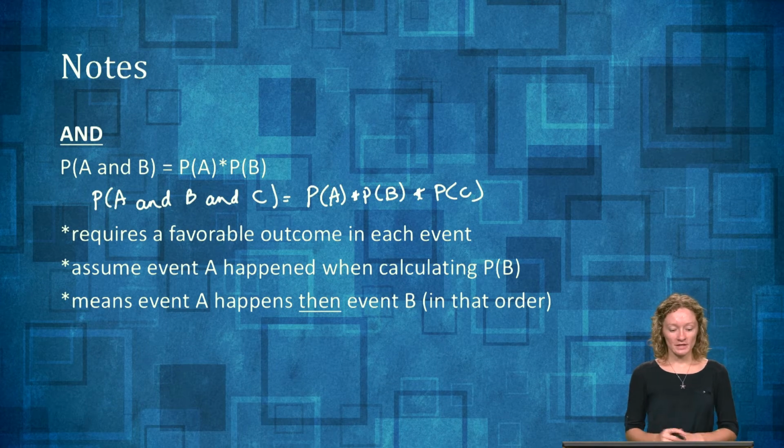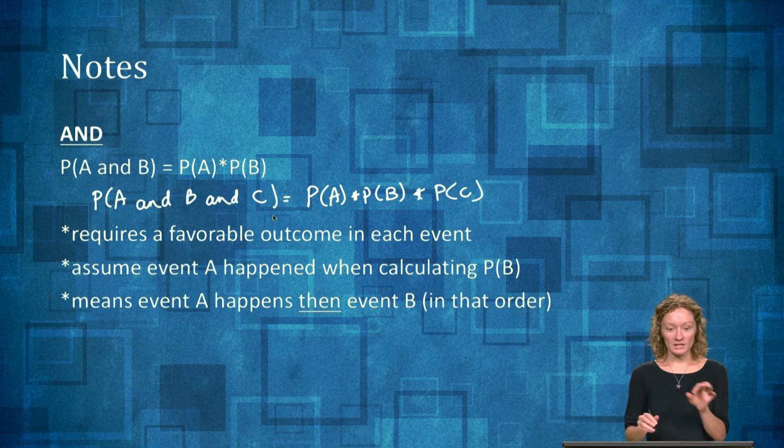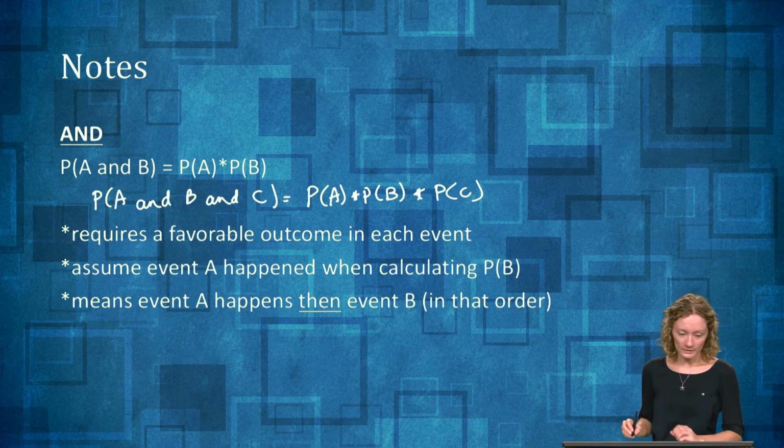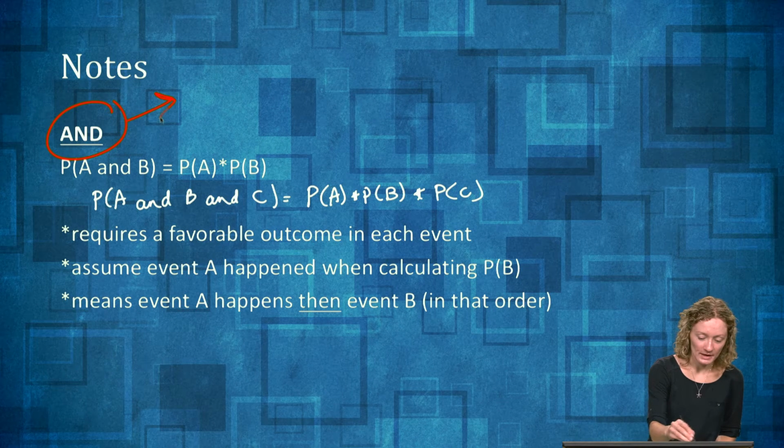And these are the important things to keep in mind. It requires a favorable outcome in each event. We assume that event A happened when calculating the probability of B. And this means that event A happens, then event B. So whatever it's listed, A and B, it's that thing first, and then B, and then potentially C, and then D, just each one individually. So for these AND problems, this is the big thing to keep in mind.